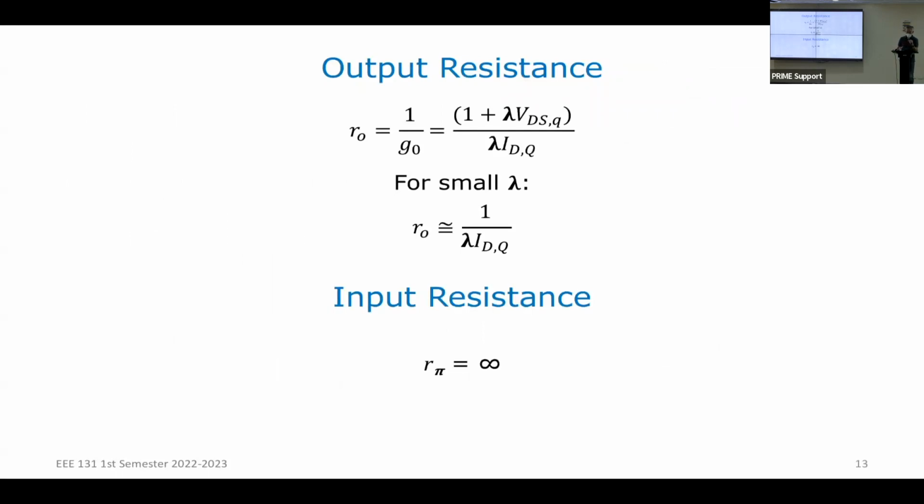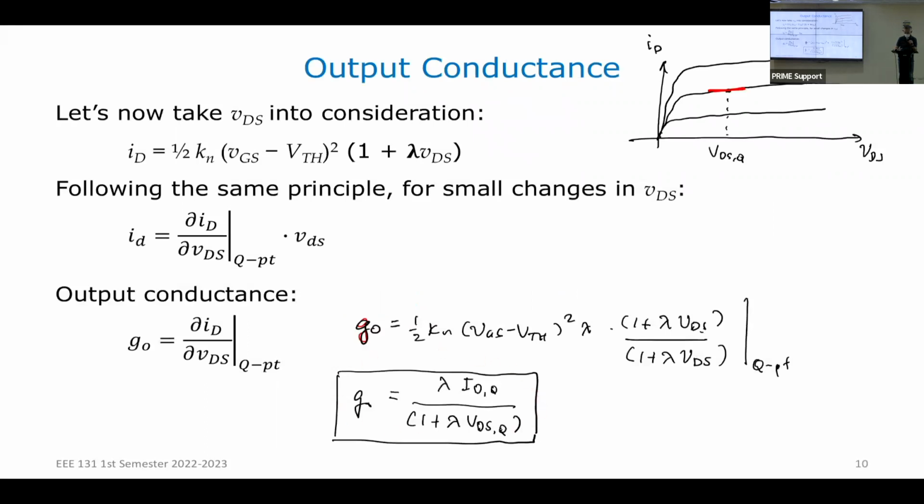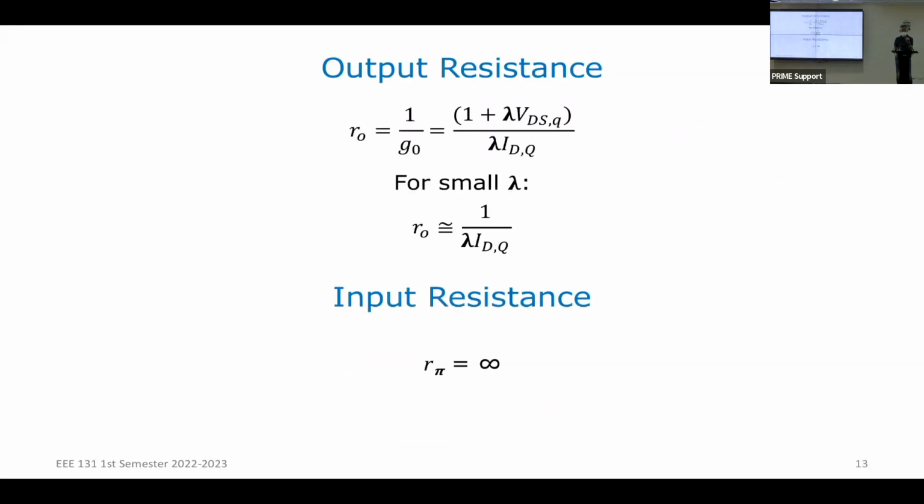Okay. What is your output resistance? Your output resistance is just the reciprocal of your output conductance. So now it's (1 plus lambda VDSQ) over lambda IDQ, so the reciprocal of that is your output resistance. And note that for small lambda, this is negligible. So you just get 1 over lambda IDQ. Pag sinabing lambda is negligible, ito yung formula mo for your output resistance.